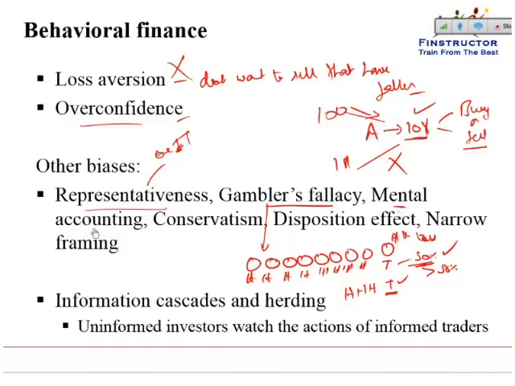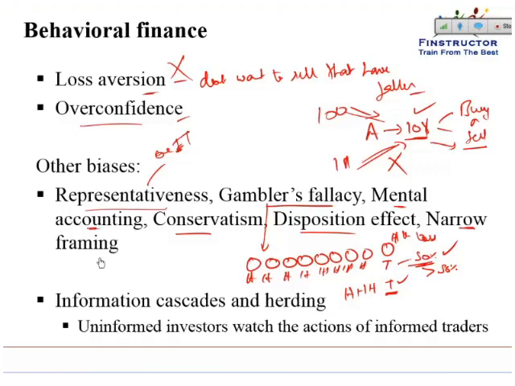Mental accounting is when we base our decisions on incomplete information or incomplete processing of the information. Conservatism is when we do not account for the new information fully, or when we do not want to change our estimates even though new information has come. Disposition effect is similar to loss aversion, wherein we are predisposed to selling stocks that have gone up and holding on to stocks that have gone down. So we don't want to book a loss.